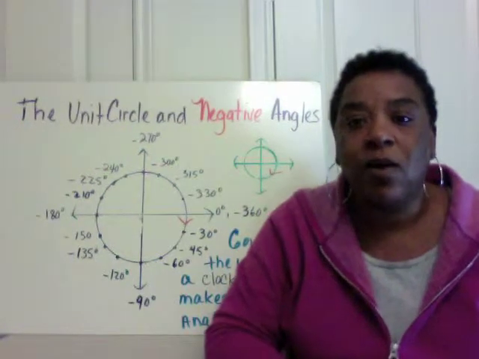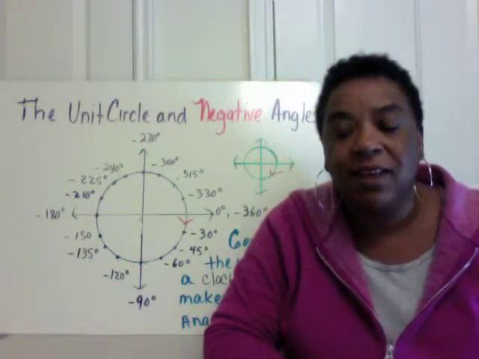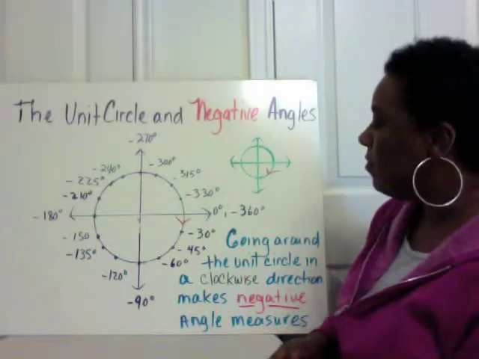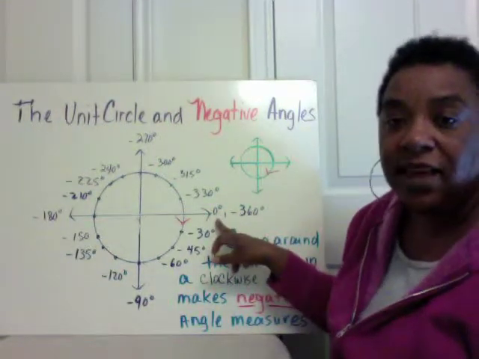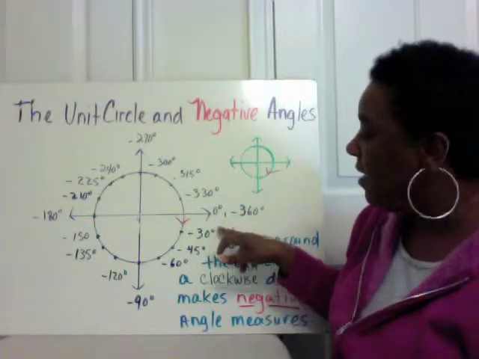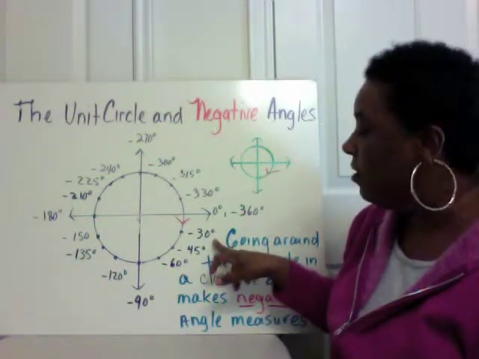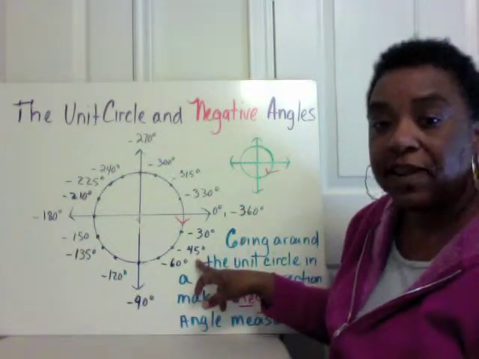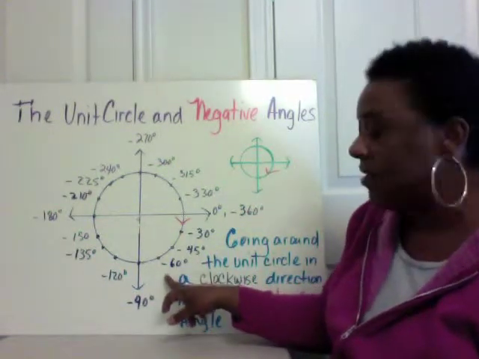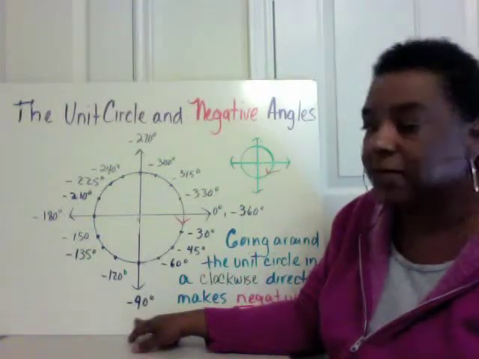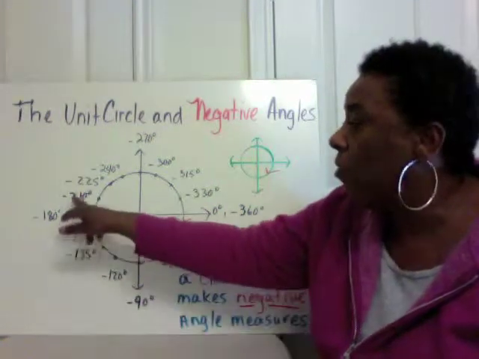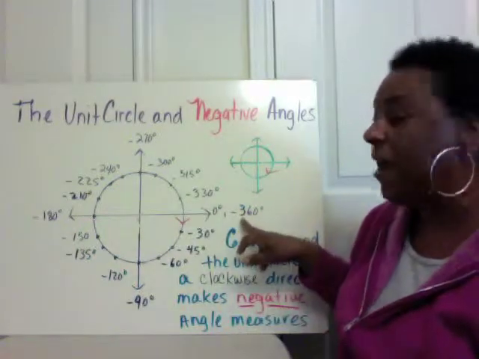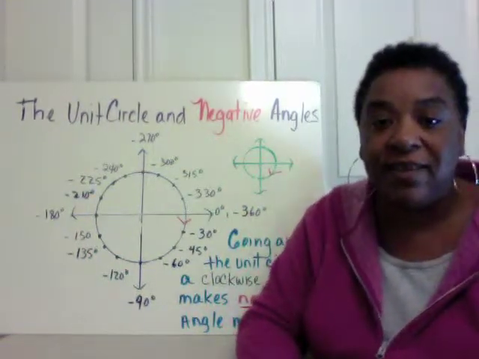Now we can also go around the unit circle in the negative direction, which is a clockwise direction. So starting at the initial side of 0 degrees and then going in a negative direction, we'll have negative 30 degrees, negative 45 degrees, negative 60 degrees, and negative 90 degrees. And we can continue all the way around the unit circle in the negative direction and end up at negative 360 degrees.